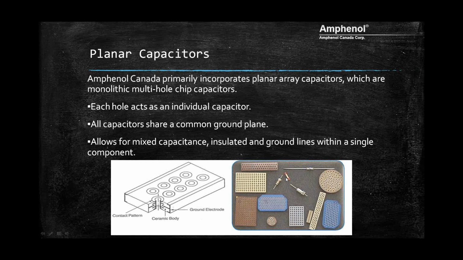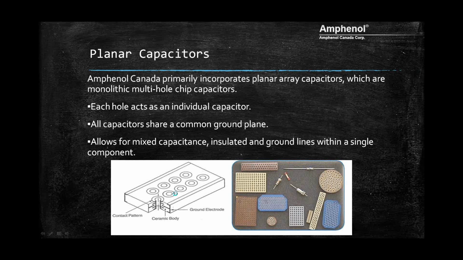So in the planar design, we were able to reduce the cost and also provide you with a sturdier solution. In the monolithic hole capacitor, as you can see here, each hole acts as its own little capacitor connected to a common ground plane, which is around either at the top or it could be all the way around the capacitor. And what we can do for you is provide you with either feed-through holes, ground lines, or various capacitances within the planar capacitive element on its own.